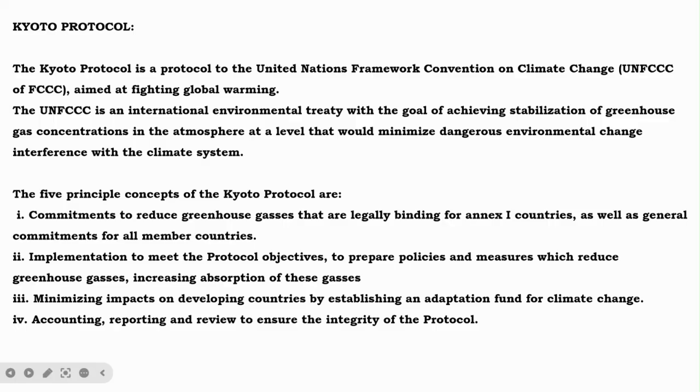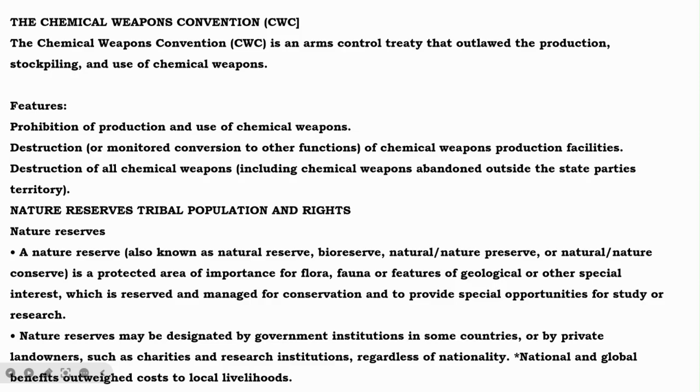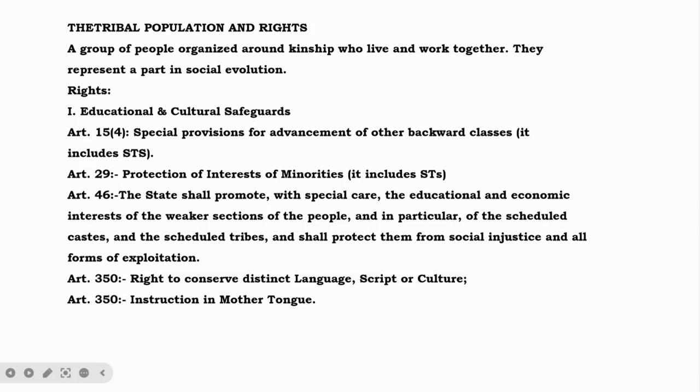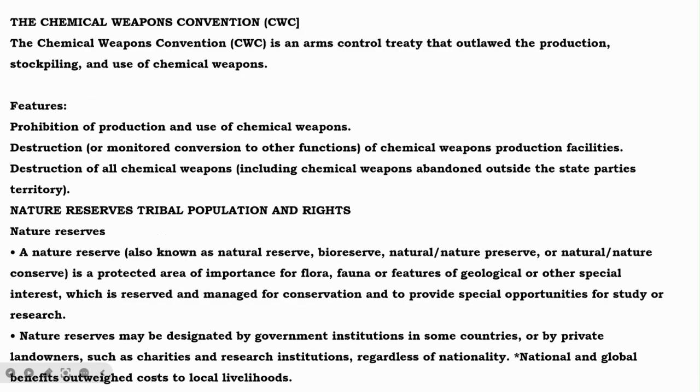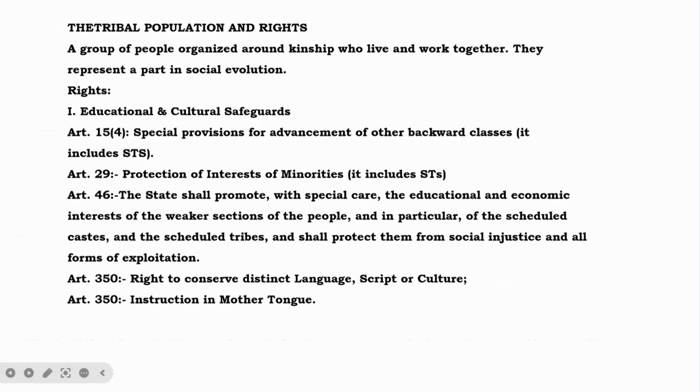and to review and ensure the integrity of the protocol. So then you have the Chemical Weapons Convention prohibiting sector, and natural reserves, which are natural resources and natural reserves designated by government institutions in some countries, or by private landowners, charities and research institutions, regardless of nationality, where natural and global benefits outweigh the cost to the local livelihood.